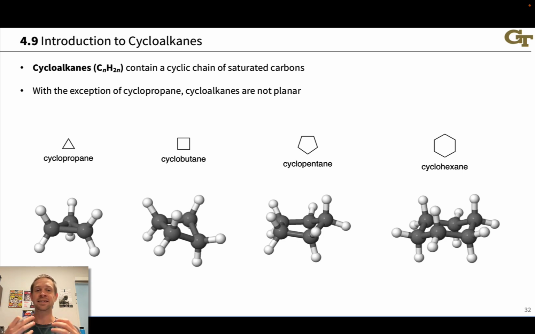What we'll find is that they tend to be locked into staggered or eclipsed arrangements, as the case may be, and these strains are a source of instability for the cycloalkanes. For example, cyclopropane has very severe eclipsing strain because its CH bonds are necessarily eclipsed. That would be the case for all four of the cycloalkanes on this slide were they planar. But cyclopropane is necessarily planar: three carbons and three points define a plane.